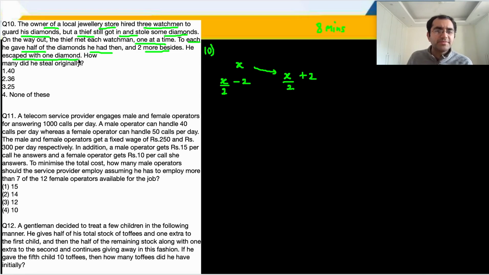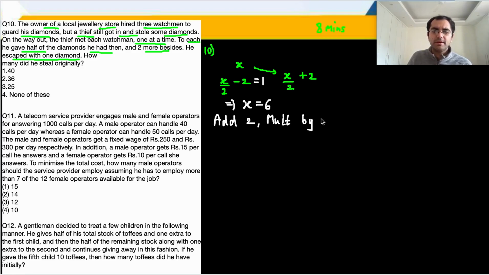He escaped with 1 diamond, right? Which means that once you do this process for the 3rd time, because there are 3 watchmen, he escaped with 1 diamond. So therefore, if we are doing this process for the 3rd time, then he will be left with eventually 1 diamond. Solve and you get 1 plus 2 is 3, 3 into 2 is 6. So you get the pattern now. In this case, add 2, multiply by 2.